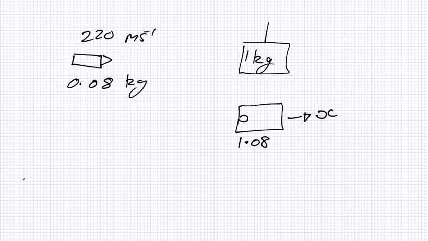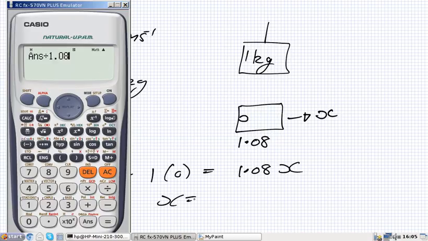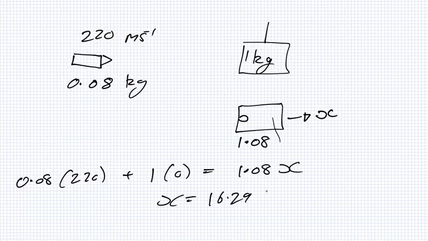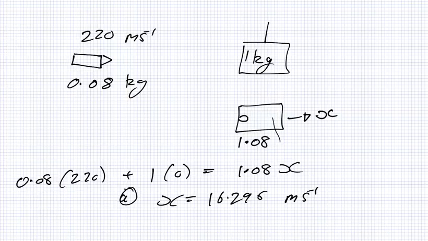So conservation of momentum says m1 u1 plus m2 u2 equals (m1 plus m2) v. So here we get x equals 0.08 times 220 divided by 1.08, and we get 16.296 meters per second, and that's for part A.